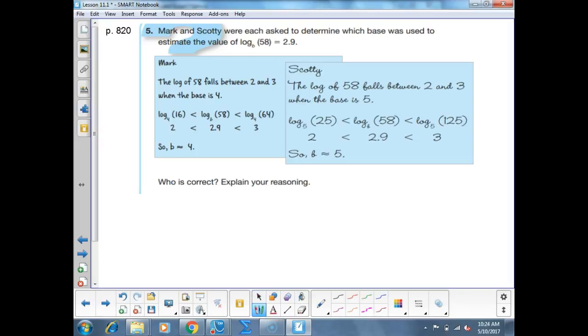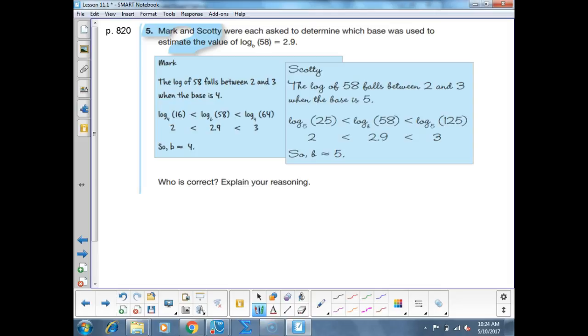Alright, so talk to me. Mark or Scotty? Ben, what do you got? Mark is right. Well, they're both right that it falls between 2 and 3, but Mark had the right decimal instead. Okay. Luke? I was going to say Mark too. Mark 2? Same rationale? Okay. Under Scotty's reasoning, technically Scotty is right. Right? Okay. Technically he's right.